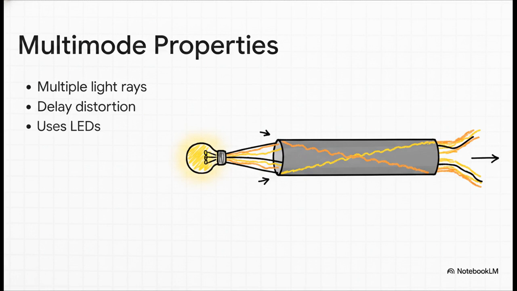But, this creates a really unique physical challenge. Because multiple rays are bouncing at different angles, it's kind of like runners on a track taking different lanes. Some just have to travel a longer physical distance than others. And that leads to distortion, because the different rays arrive at the end at slightly different times, which is a phenomenon we call propagation delay.